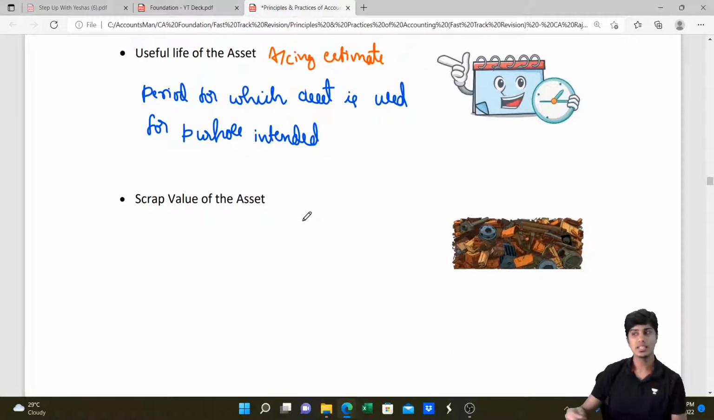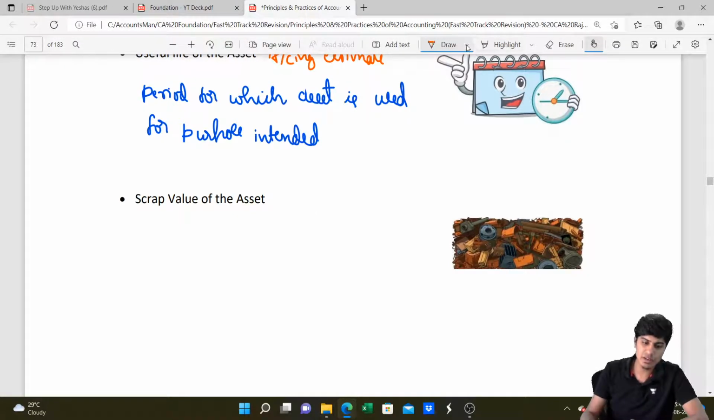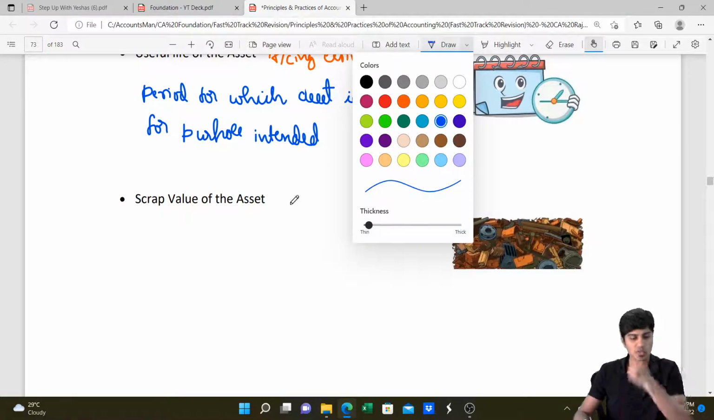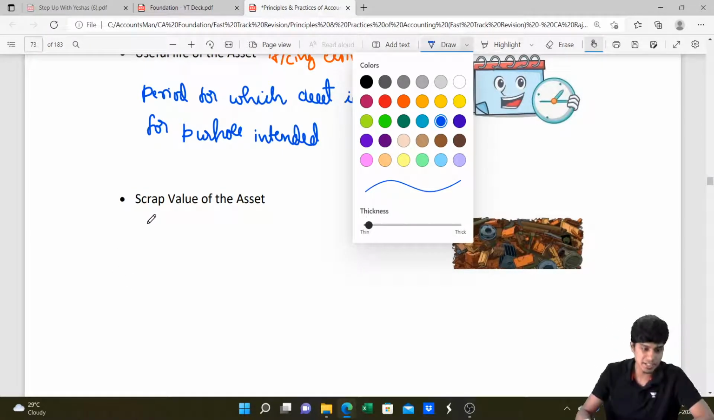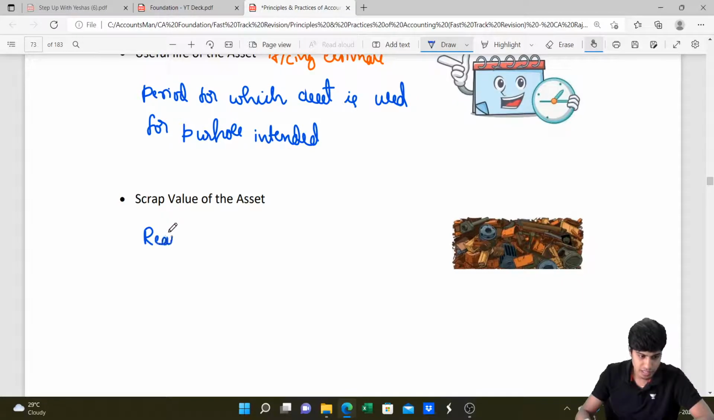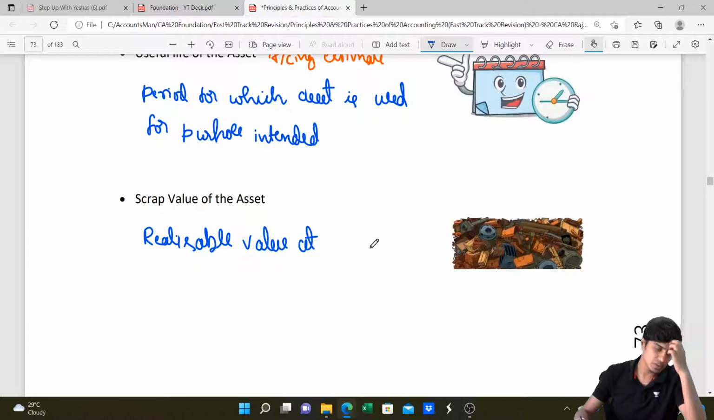What is scrap value? Scrap value is the realizable value of the asset at the end of its useful life. Once the useful life of the asset is over, what is the value at which you can sell it? Or how much will you realize by selling it? It is realizable value at the end, not in the middle of useful life. In the middle, it is called resale value, not scrap value.